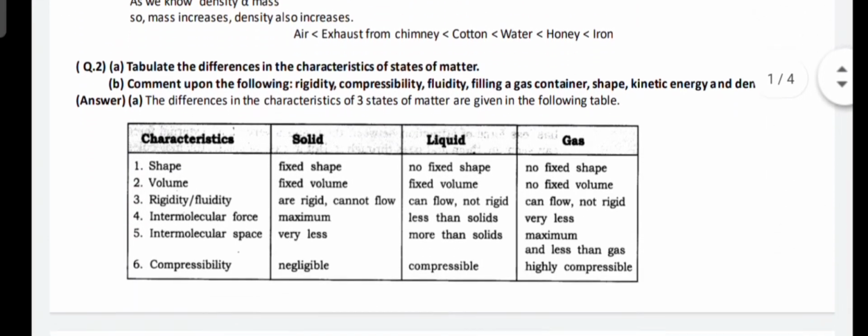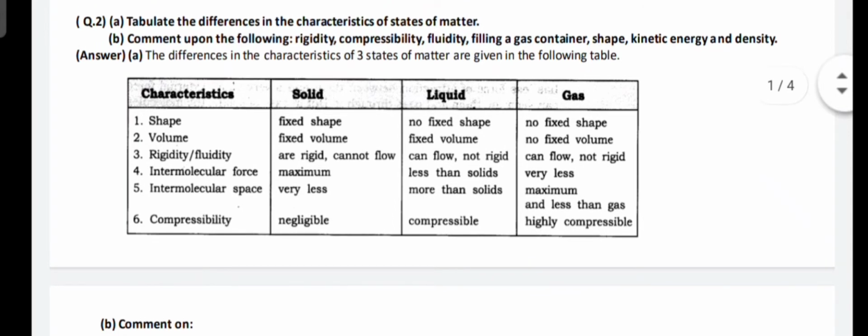Now question number 2. First, A is, tabulate the differences in the characteristics of states of matter, and second is B, comment upon the following: rigidity, compressibility, fluidity, filling a gas container, shape, kinetic energy, and density. So first one is, tabulate the differences in the characteristics of states of matter. Here you have to write the comparison of the characteristics of the three states of matter in table form.